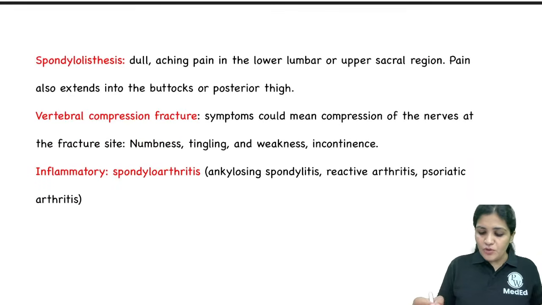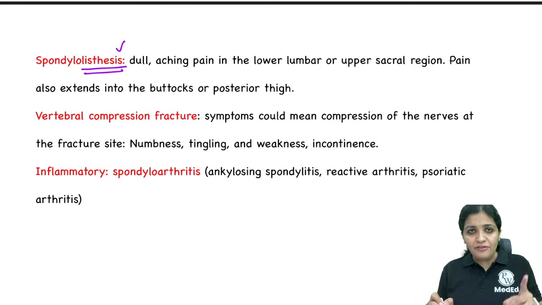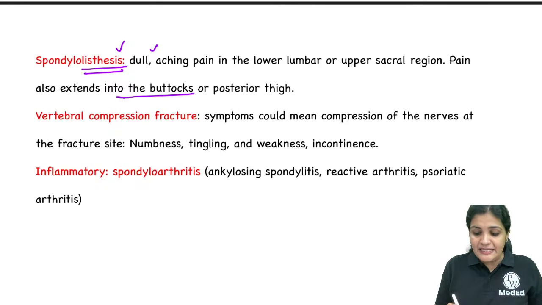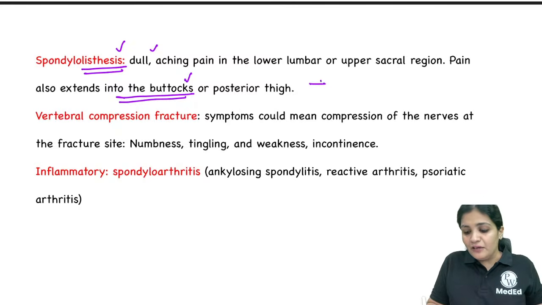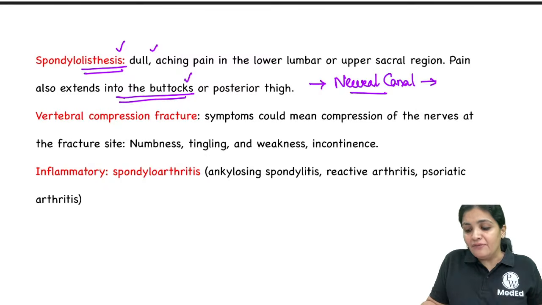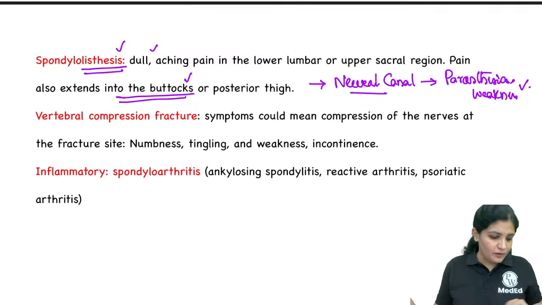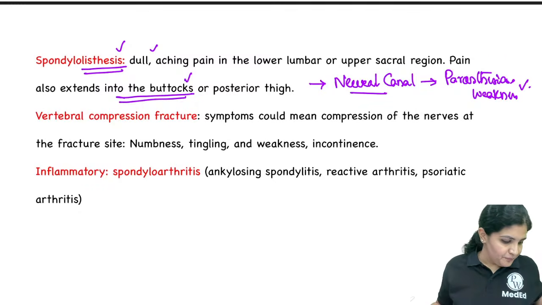And then come the three interesting features. The first one is listhesis. I have told you listhesis is protrusion. The patient will have a dull aching pain, and the pain usually extends into the buttock. If there is involvement of the neural canal, then they will have symptoms of paresthesias and weakness. Okay, all this will happen. Fine.